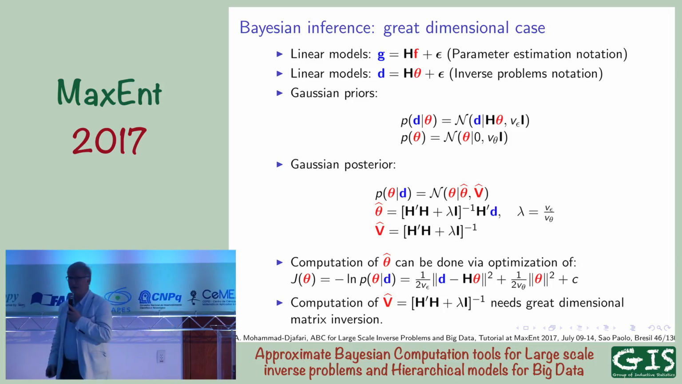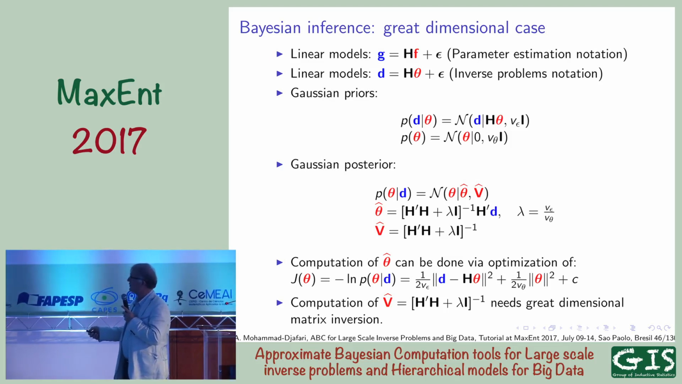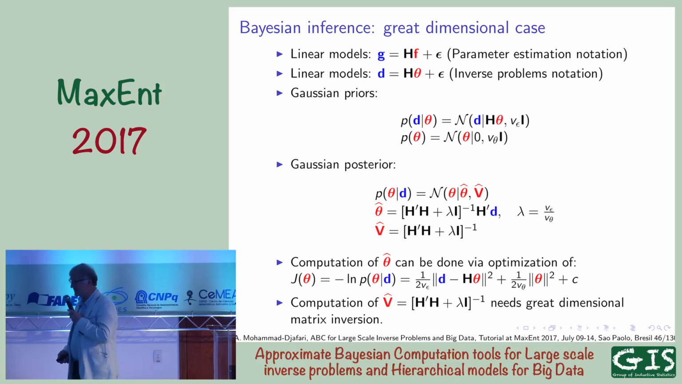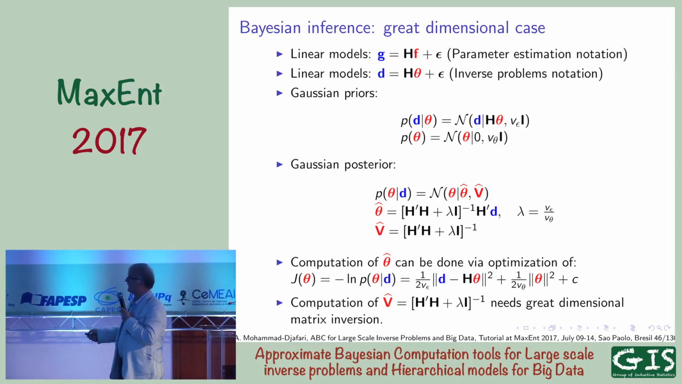We saw that for linear problems, I used this notation for inverse problem, and this is the notation for parameter estimation. But in both cases, the problem and all the equations are written in the same way. So we talked that even for the very simple case, where we have a Gaussian likelihood and a Gaussian prior, the posterior probability we know, it is Gaussian. So it means that if we can compute the mean and the covariance, then we can do any computation.